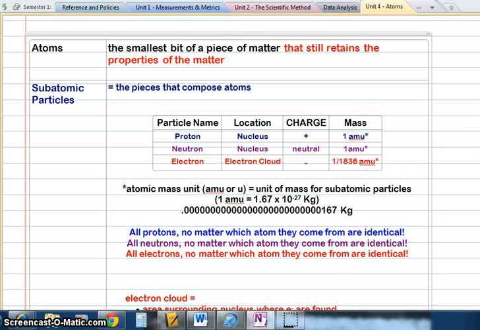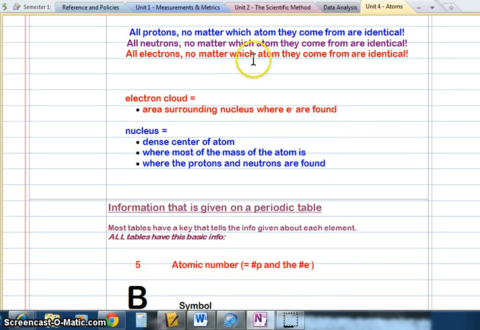All right, the electron cloud, the definition is just the area surrounding the nucleus where we find the electrons, and the nucleus, dense. What does that mean? It's the very heavy center of the atom. That's where all the mass is. That's where the protons and the neutrons hang out.